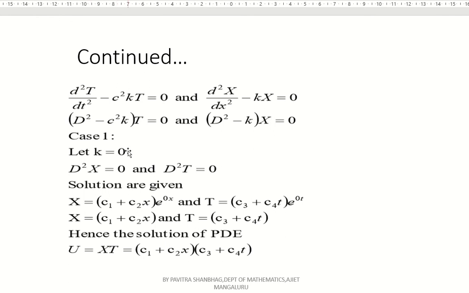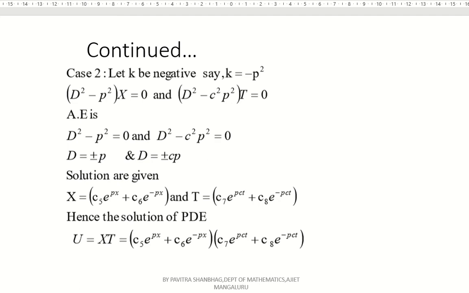Let k be positive. But the thing is, here D square, here c square. So can we choose k equal to some other p square? Because everything is in terms of square. You choose k in terms of positive p square, or for negative you can choose negative. Now first let us discuss k is negative, k equal to minus p square. Then what you will get? (D square minus p square) into X equal to 0 and (D square minus c square p square) into T equal to 0. Now equate this, then what you will get?